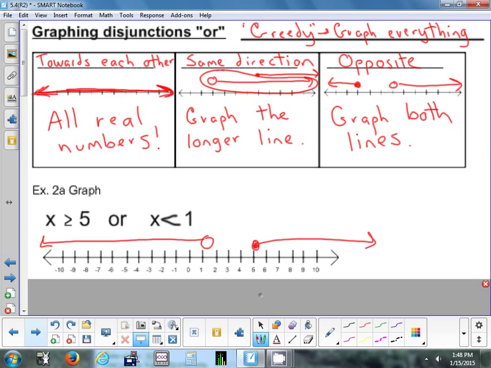I'm fine, right? Which one do I have up here? This one, 1, 2, or 3? Which situation do I have, Savon? The third one, right? I got the lines pointing in opposite directions. So if I had a situation like this, that's what my graph would look like. In that situation, I'm okay to graph both lines because they're going in opposite directions, it's an or statement, or a disjunction. That's the way I would graph it.